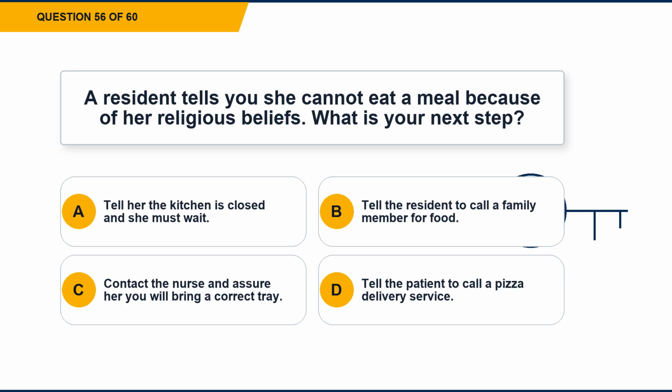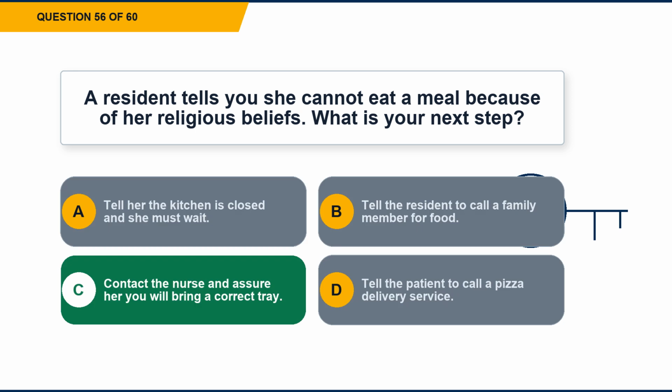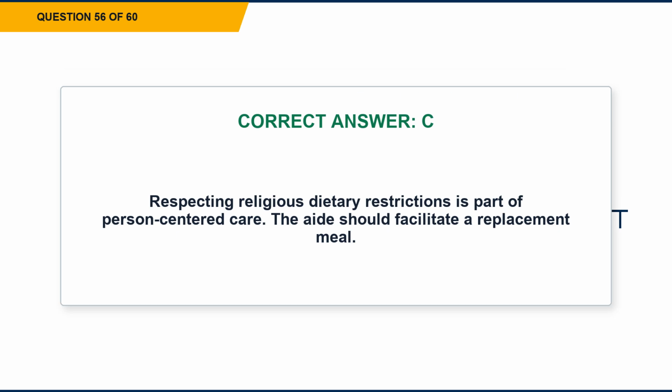Question 56. A resident tells you she cannot eat a meal because of her religious beliefs. What is your next step? Option A, tell her the kitchen is closed and she must wait. Option B, tell the resident to call a family member for food. Option C, contact the nurse and assure her you will bring a correct tray. Option D, tell the patient to call a pizza delivery service. The correct answer is option C, contact the nurse and assure her you will bring a correct tray. Explanation: respecting religious dietary restrictions is part of person-centered care. The aide should facilitate a replacement meal.